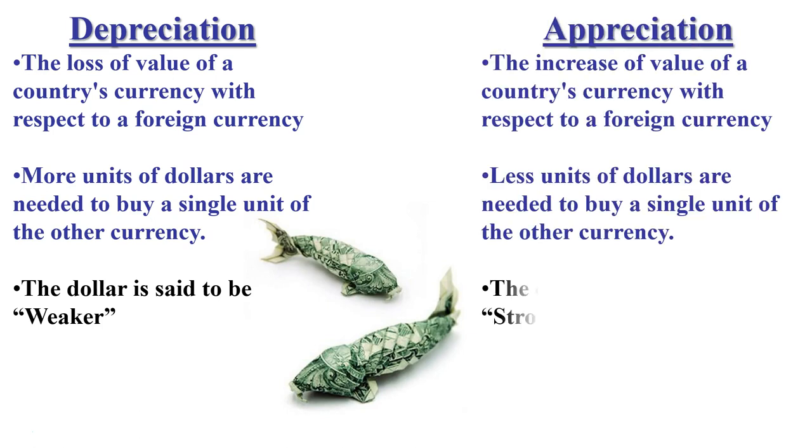On the other side, if you're the winner, we call it appreciation. It's an increase in value of your currency. So let's say today I could buy 100 Japanese yen for $1, and tomorrow I can buy 200 Japanese yen for $1. I get a better deal for my same amount of money. The dollar is stronger.